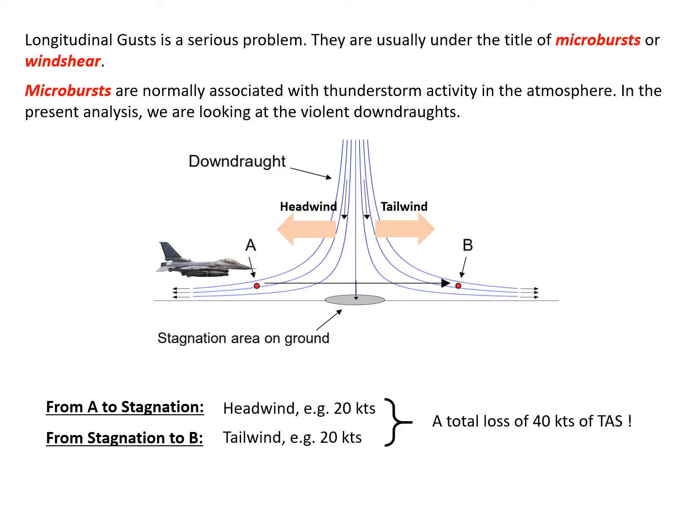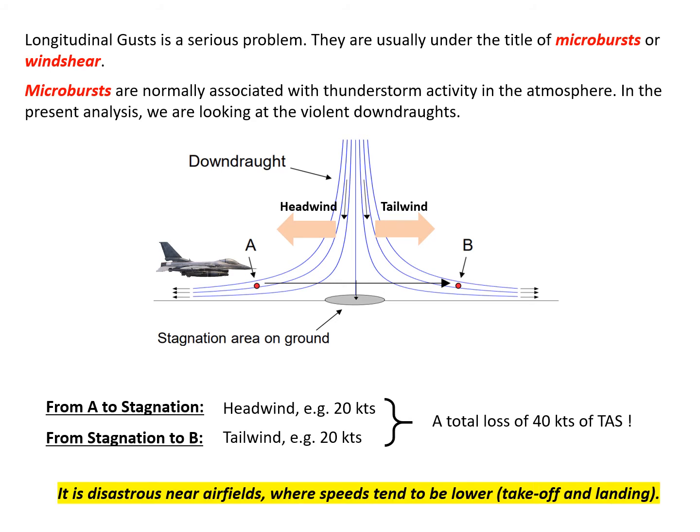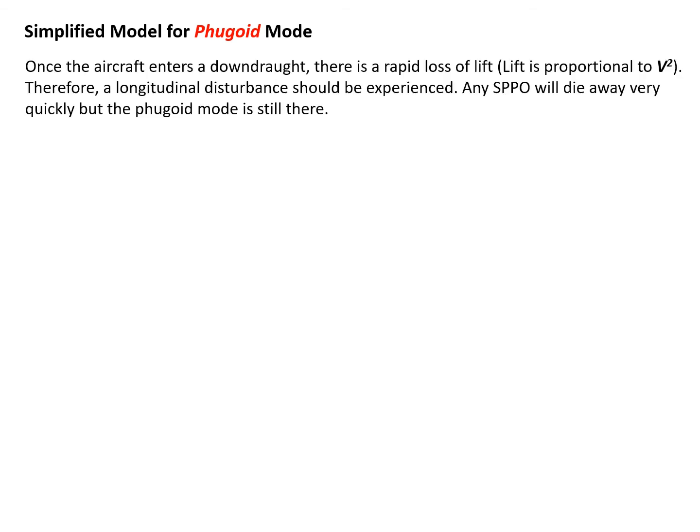Now let's move forward, but keeping this scenario in mind. These are disasters near the airfield, where speeds tend to be lower, especially during takeoff and landing. So having that scenario in our mind, now let's construct a simplified model for the phugoid mode. How do we build up a simplified model for the phugoid mode? These are the descriptions.